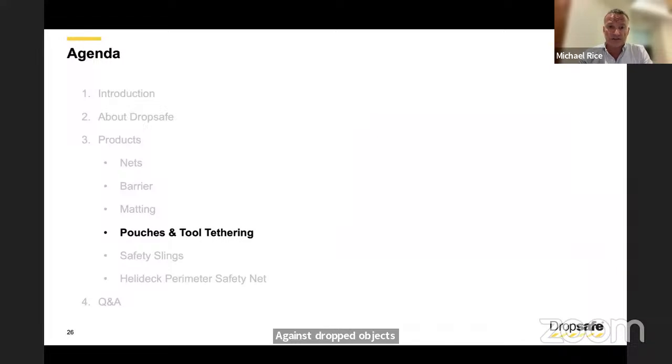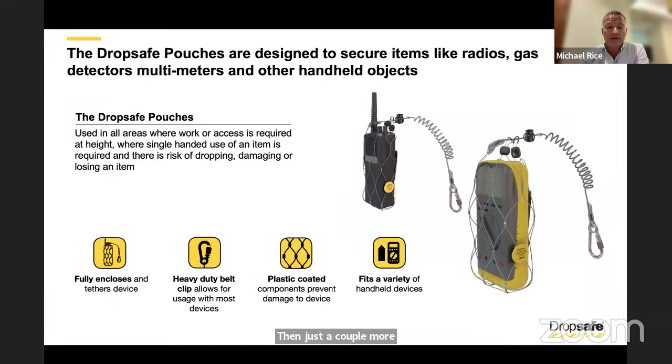Then just a couple more products, so I won't drag on too long here this evening. We do offer a range of tethering products. So we have our Dropsafe pouches. Again, a lot of items like tools, people pay a lot of attention when they're taking them to height to make sure they're tethered. But quite often things like two-way radios, gas detectors, even water bottles, people will be taking them up to work at height, but they don't necessarily pay too much attention to making sure they are appropriately tethered. So we have a range of stainless steel pouches that are designed to work with handheld equipment to prevent that from becoming potential dropped objects.